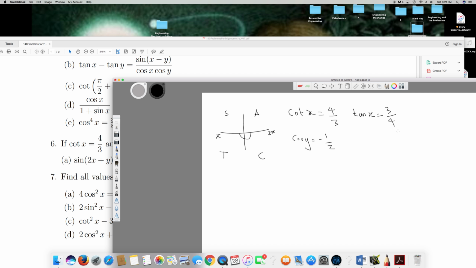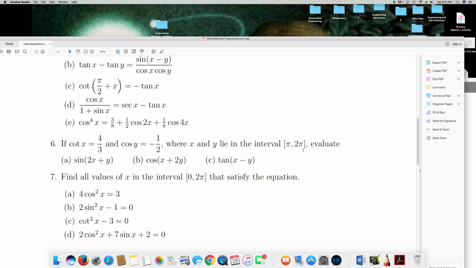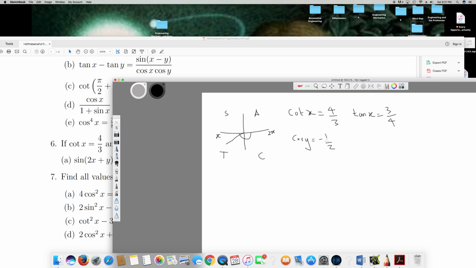So from this information we know the tan is positive. So definitely tan is going to be in the third quadrant. Because only in the first and fourth is tan positive, and they have provided the information that it is between pi and 2 pi, right? So we know the tan is going to be exactly in the third quadrant.